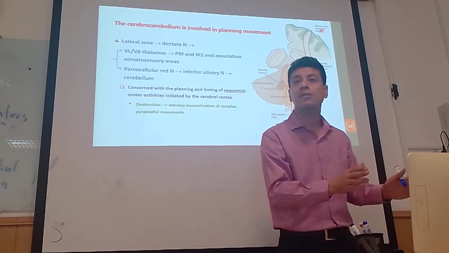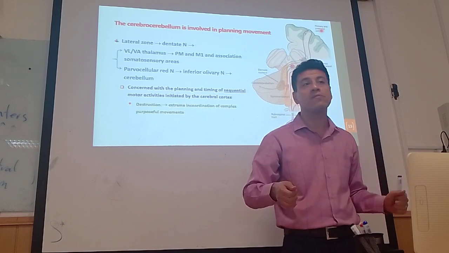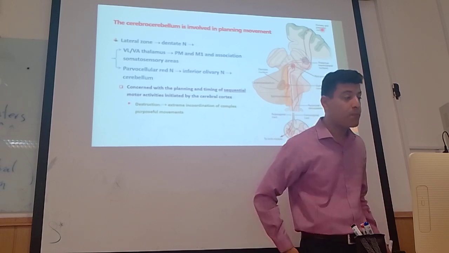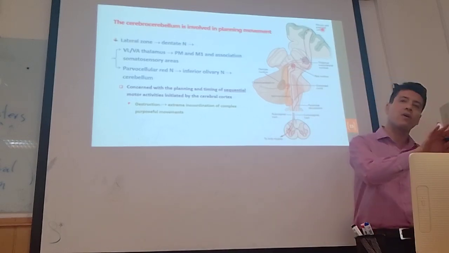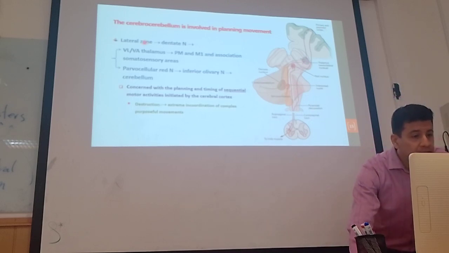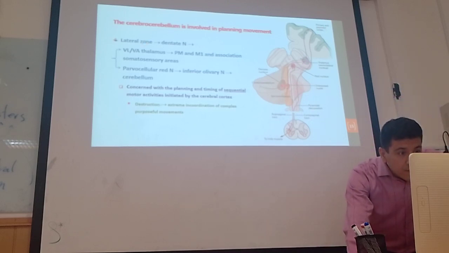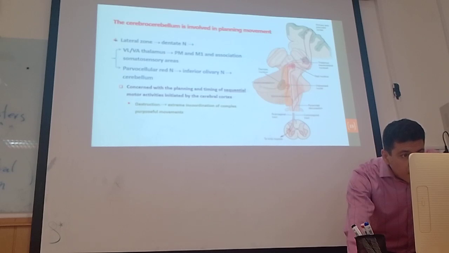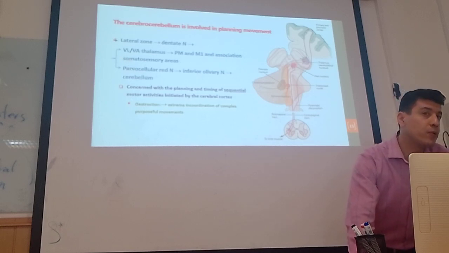But this one is not involved in limb movements. For what? Planning of movement, I told you. Right? For planning of the movement, and a smooth progression from one movement to the next. Right? But there are also some fibers from the cerebellum to the red nucleus. Okay? So again, the red nucleus is involved, but not the magnocellular portion.